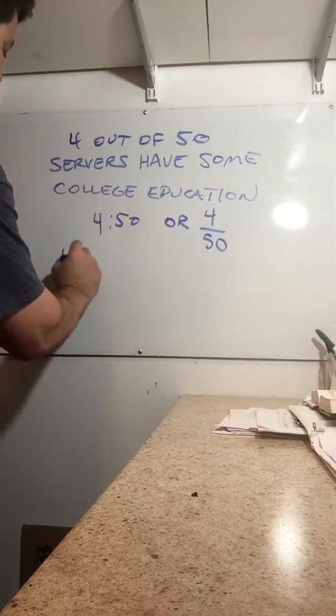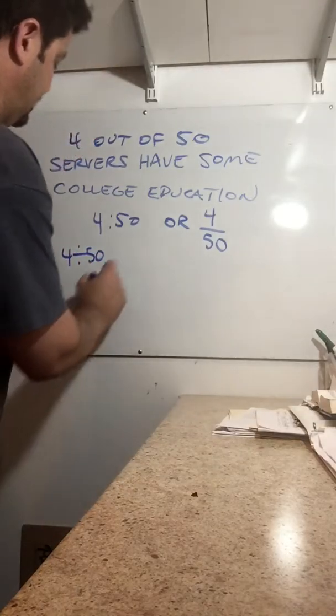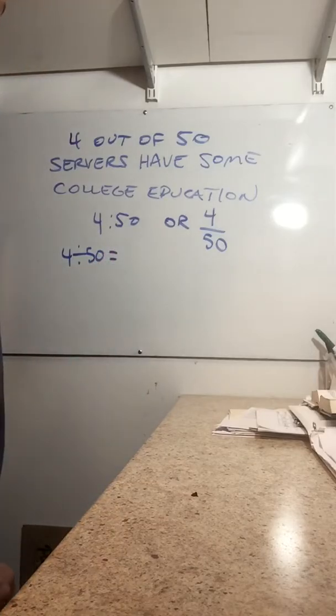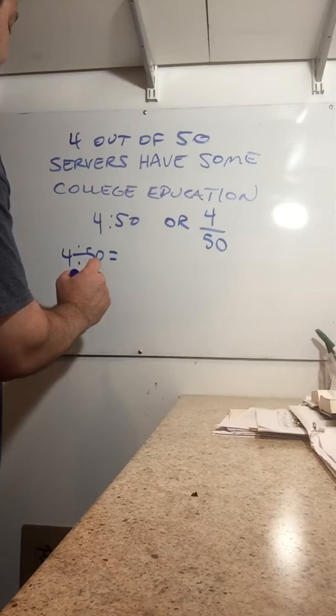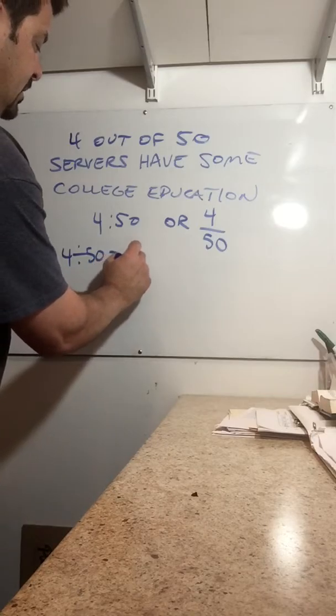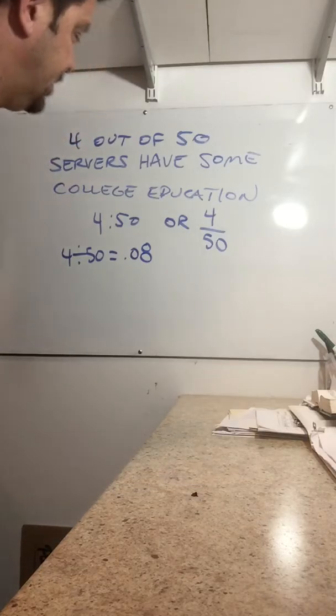So 4 divided by 50. Do that in our calculators. We're going to get 0.08. Try that in your calculator. You'll get 0.08.